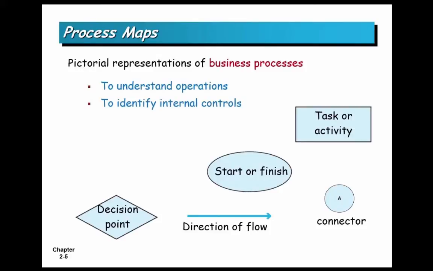This connector is used in case you can't fit it all on one page. You'd have a line going into a circle that has an A on it. That's an A. It's kind of small. And then on the next page, you'd have an A with a line coming out of it saying it comes from that point. It's a way of connecting 2 pages to each other. Sometimes that is a hexagon, looks like home plate. You might see it in that form too.